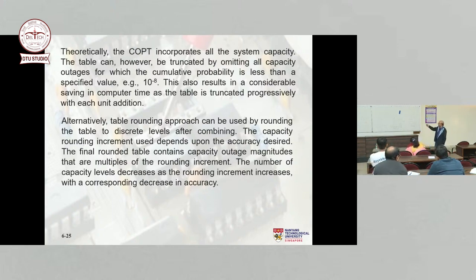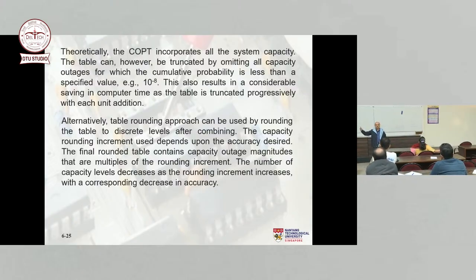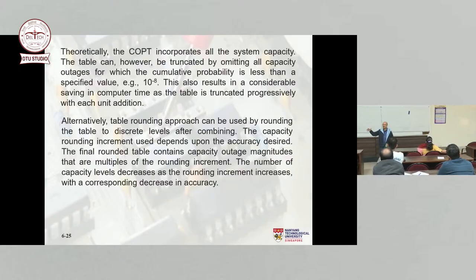So that's called truncation. There is another method to reduce the capacity outage probability table, that's called the rounding approach. So for example, if your table has 3 megawatt unit, 5 megawatt unit, 10 megawatt unit. So you've got capacity outage states 0, 3, 5, 8, 13, and so on, right?